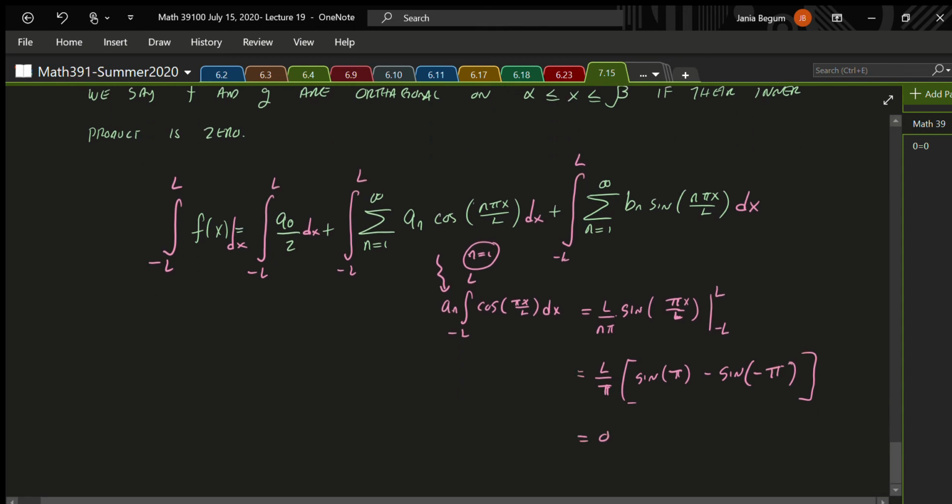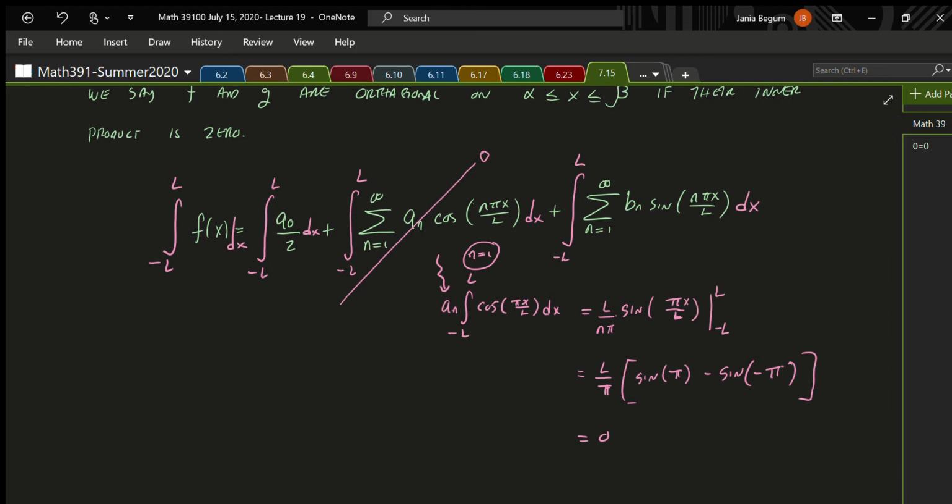So you can see that this integral is 0. So 0 times an goes to 0, so this entire piece goes to 0. Even for every integer multiple of n pi, it will still go to 0. So that entire piece goes to 0. Now what about the second piece, when you're integrating sine of n pi x over L on the interval negative L to L? Do you agree that that will also go to 0?